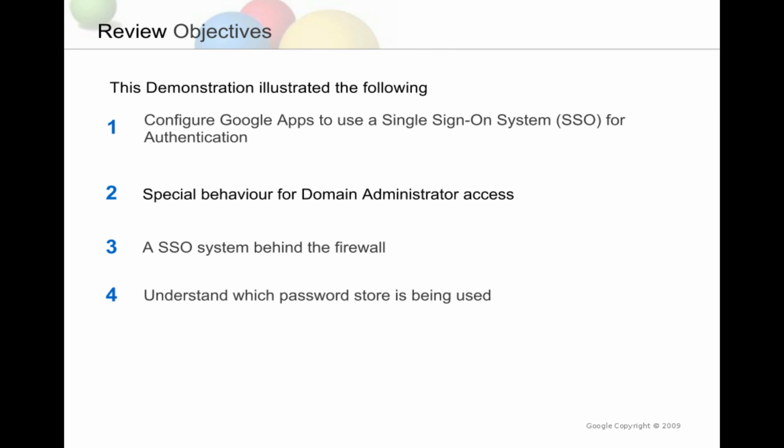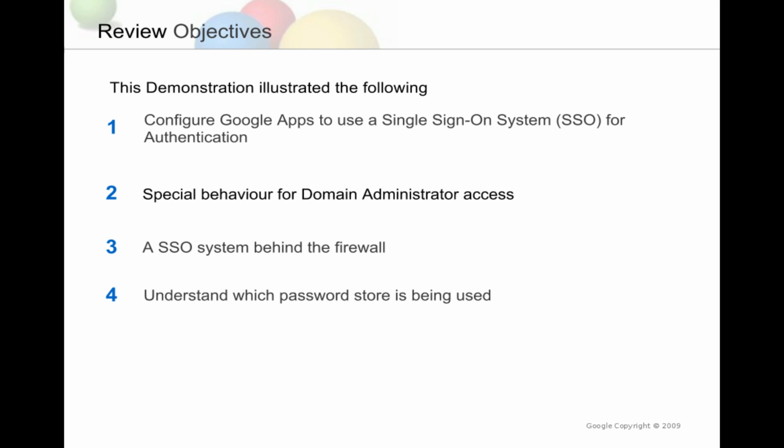Let us review the objectives that were covered in this module. This demonstration illustrated the following: how to configure Google Apps to use a single sign-on system to authenticate the user. Second, we looked at the special behavior for the domain administrator access. Remember, the domain administrator can log into the control panel, and that user does not need to have access to the single sign-on system. The password in that case will be the password stored at Google Apps.